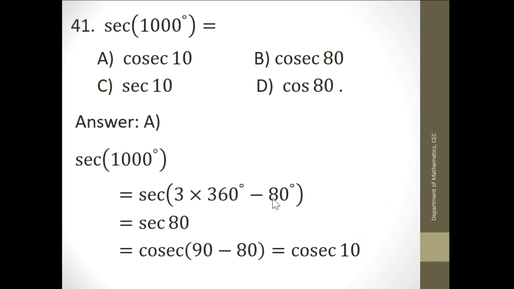That is secant 80. In the fourth quadrant secant and cos are positive. So secant of minus 80 is secant 80. But secant 80 is not given here. Therefore, use the co-angle, that is 90 minus theta. 90 minus 80 means it becomes cosecant, first quadrant. 90 minus 80 is 10. Answer is A, cosecant 10.